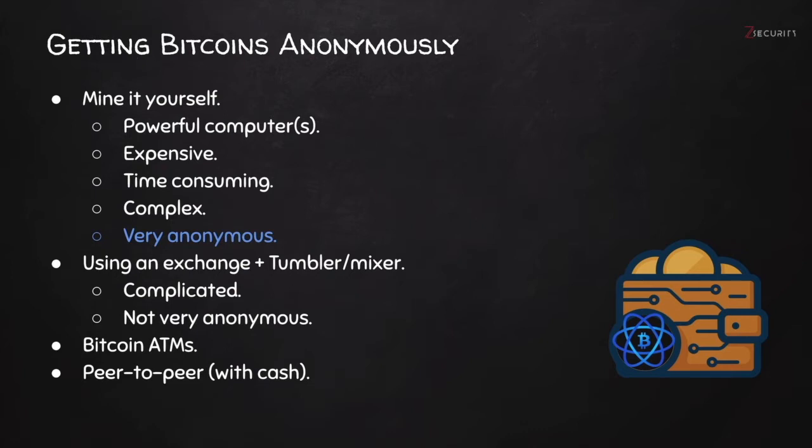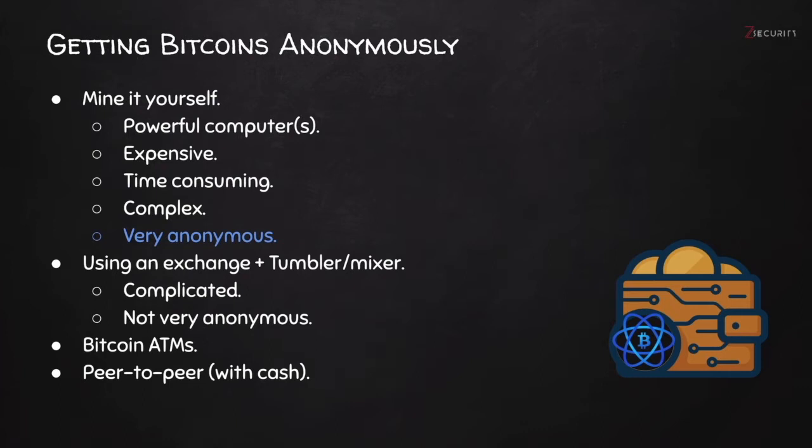The next option is to use an exchange. Now, using exchanges is not anonymous because when you use an exchange, they will ask for your bank information and they will ask you to verify your identity. So using an exchange is not anonymous, but we can combine using an exchange with what's known as Bitcoin tumblers or mixers. These are services that attempt to mask where the money is coming from.